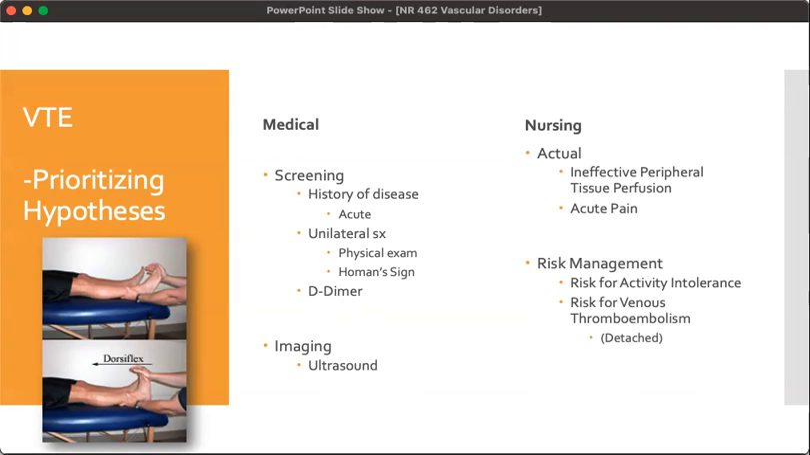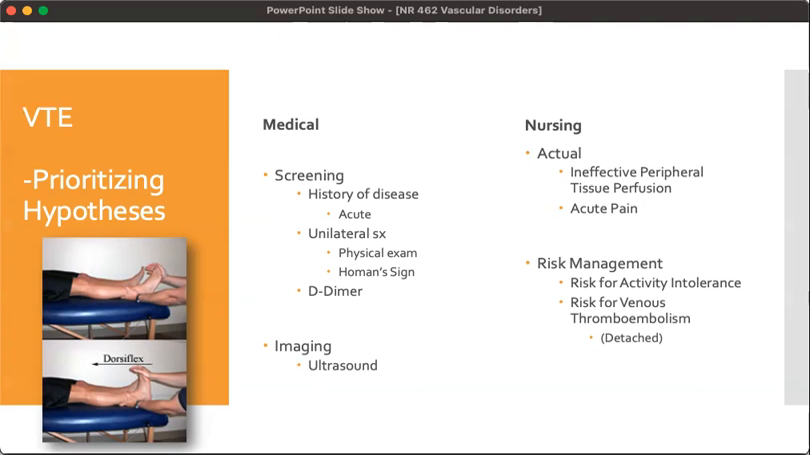On the nursing side, we're worried about ineffective peripheral tissue perfusion, because if the blood clot is large enough, it's going to prevent venous return, and can start to cause symptoms of edema, pain, those kinds of things. And then acute pain from the actual blood clot. Blood clots aren't nice and smooth and round in the vasculature. They're really uncomfortable for patients to have in their venous system. So acute pain is a big thing we look out for.